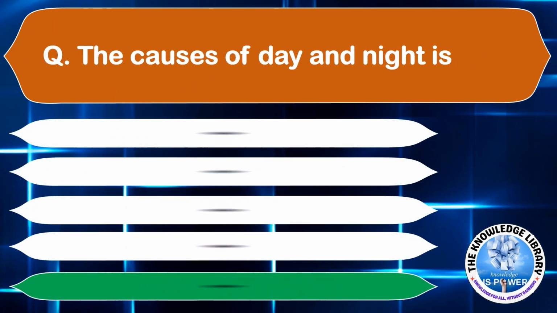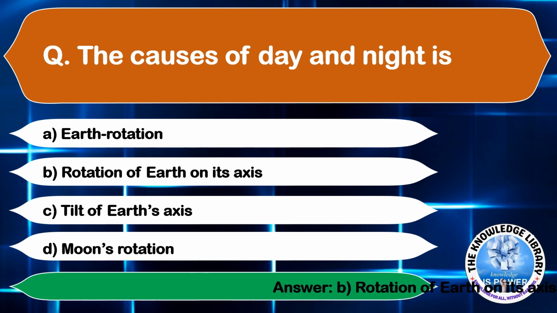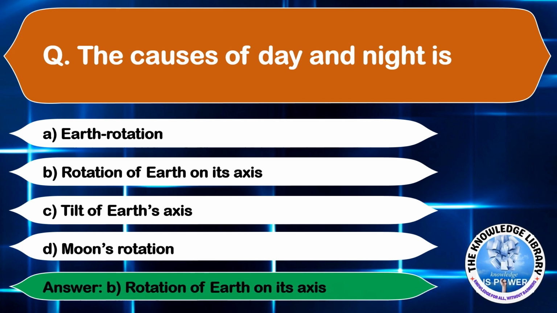The cause of day and night is option A Earth's rotation, option B rotation of the earth on its axis, option C tilt of the earth's axis, and option D moon's rotation. The correct answer is option B rotation of earth on its axis. Moving on to the next question.